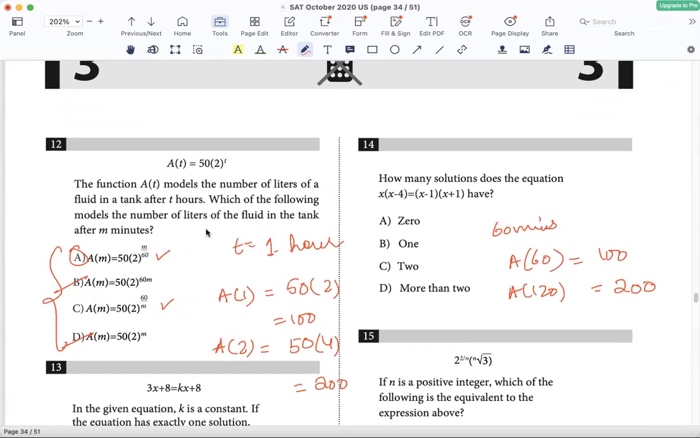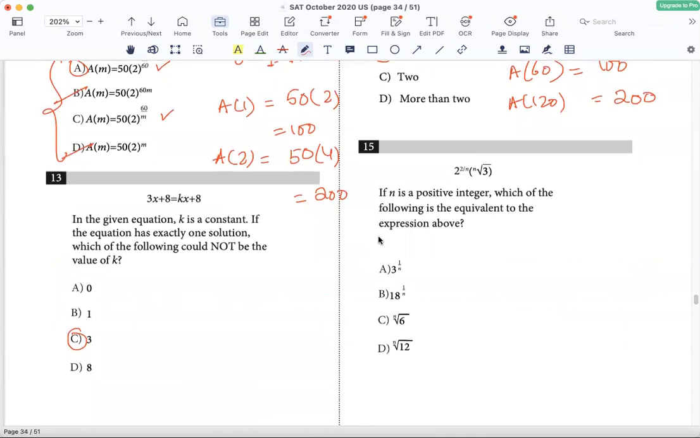How many solutions does this equation have? Okay, so x square minus 4x is x square minus 1. So x square cancels. Minus 4x is minus 1. So x is 1 by 4. So this has just one solution, 1 by 4.